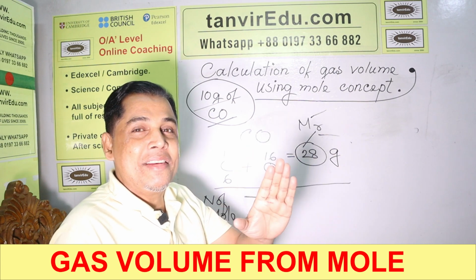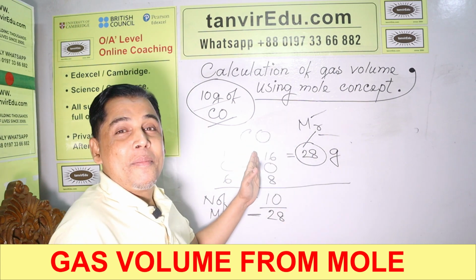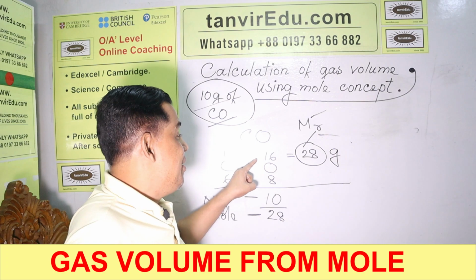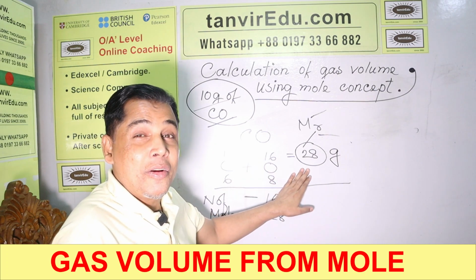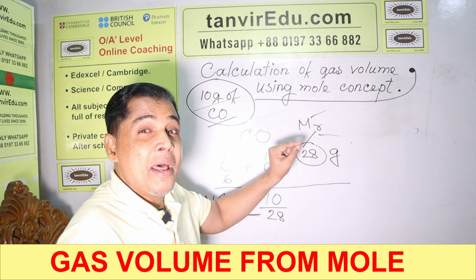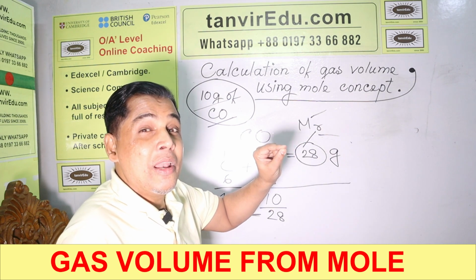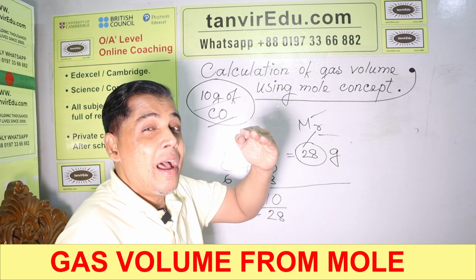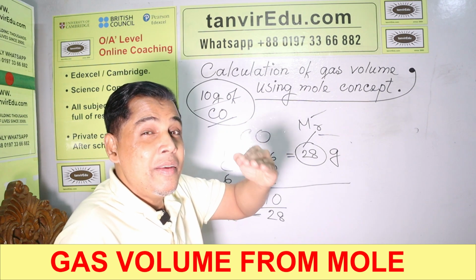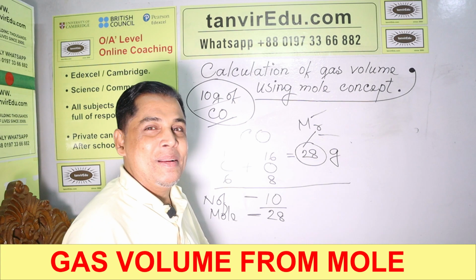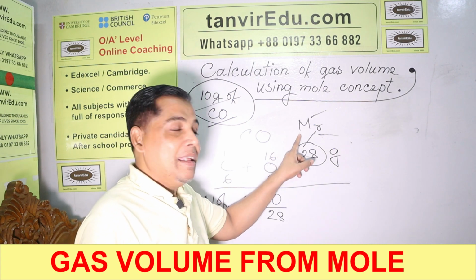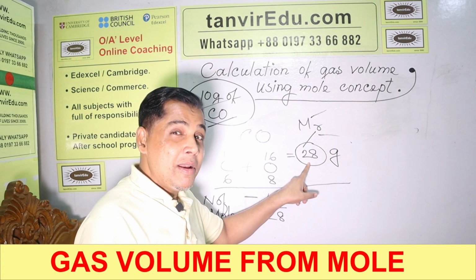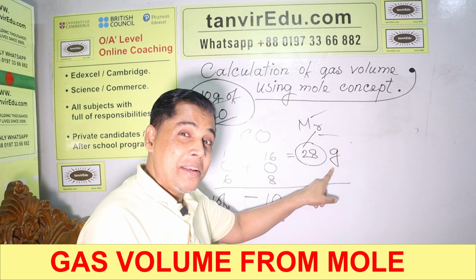Don't mix up, I'm telling again. First of all, from carbon monoxide we have got the mass numbers. Finally we have added and we got 28, the MR. MR means relative molecular mass. Simply you need to believe that the mass number is given upside, the atomic number downside in the periodic table. And this 28 is the MR, relative molecular mass. At the same time this 28 is also the mass of one mole.